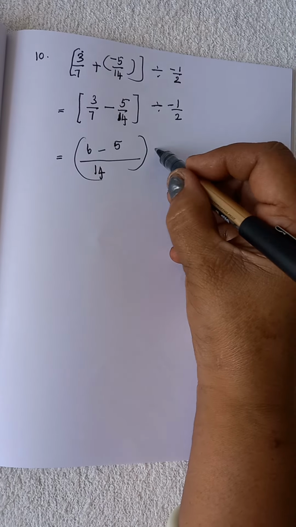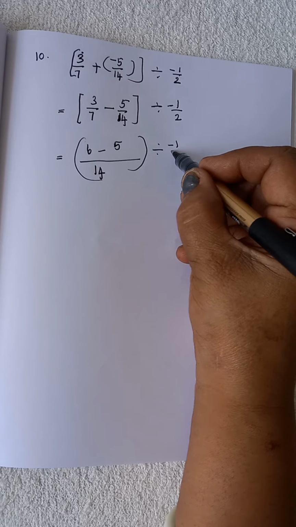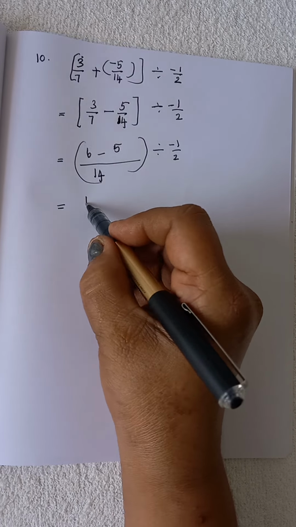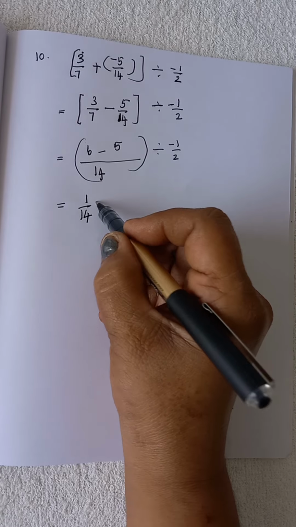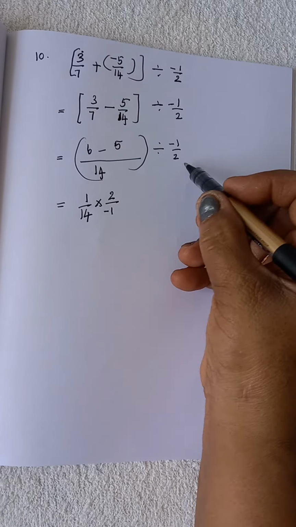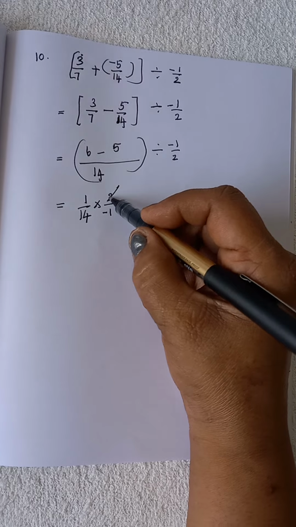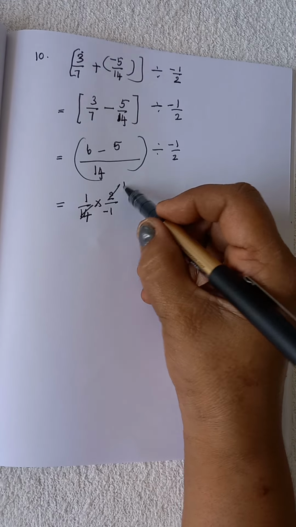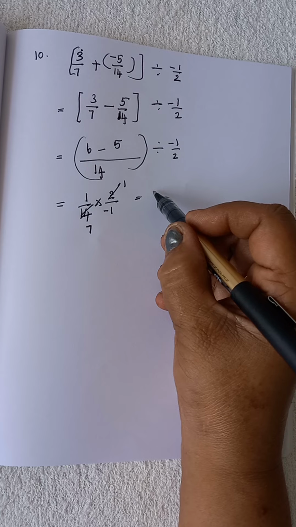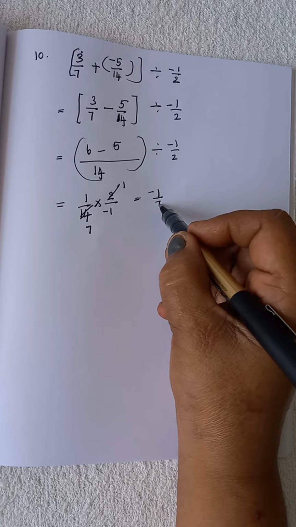Now that divided by minus 1 by 2. That means this is equal to 6 minus 5, 1. 1 by 14 into 2 by minus 1. That is, division is the inverse of multiplication. So 14 and 2 can be cancelled. 7. So this is equal to minus 1 by 7.